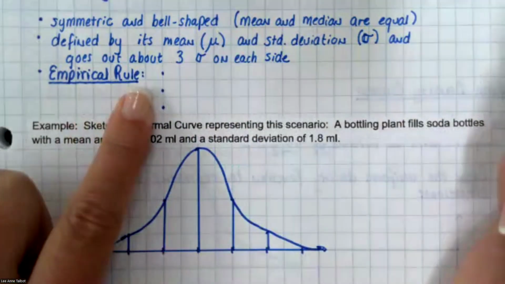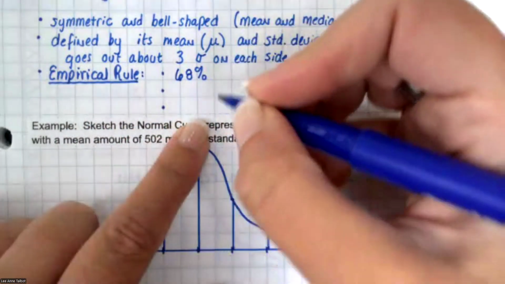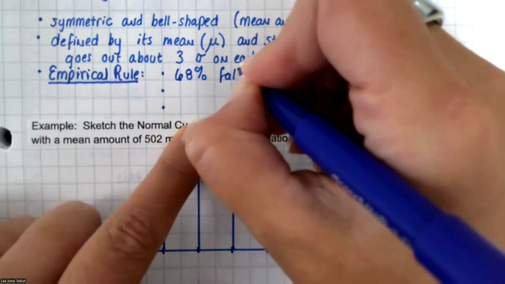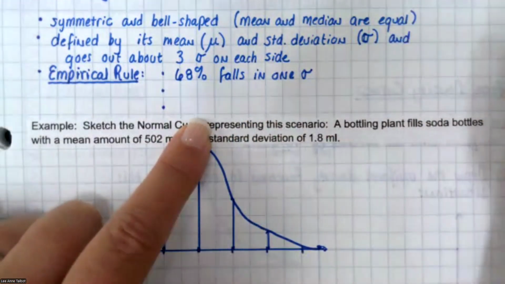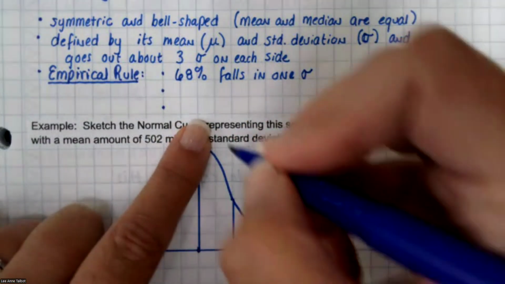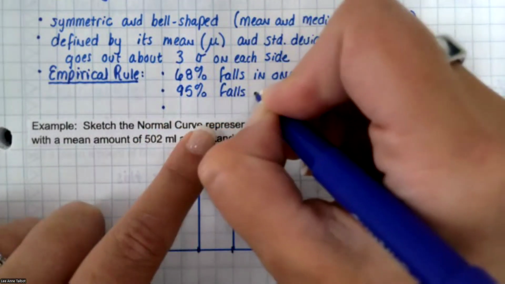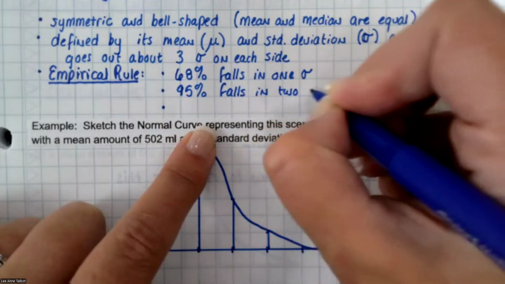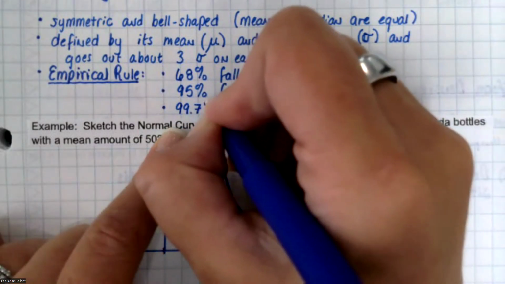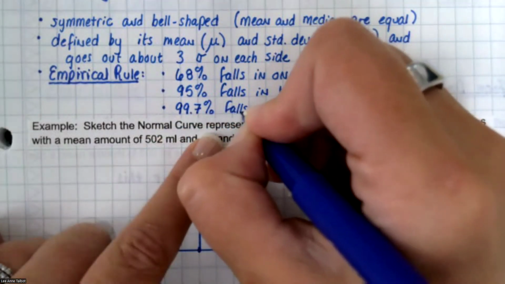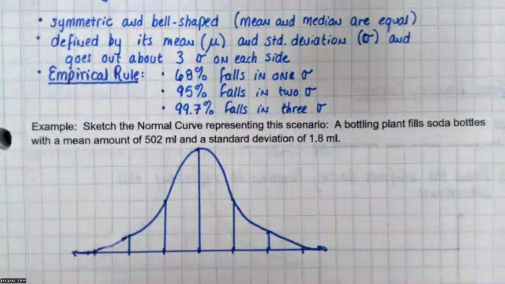Okay, empirical rule. So if you Google this, this is what you're going to find. 68% falls in one standard deviation. 95% falls in two standard deviations. 99.7% falls in three standard deviations.